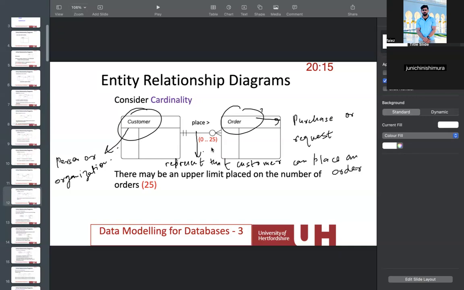So this thing is called cardinality. Oh, it is written already. I think I'll just have to show you the other way around.